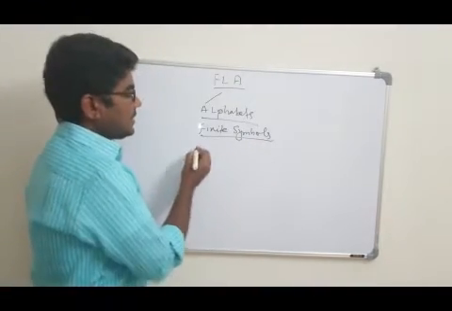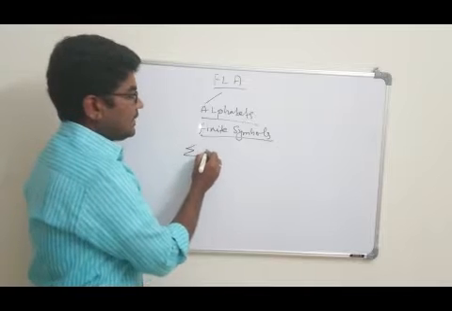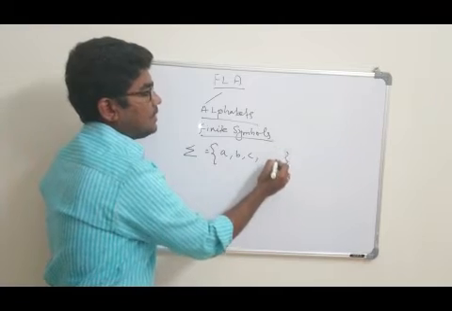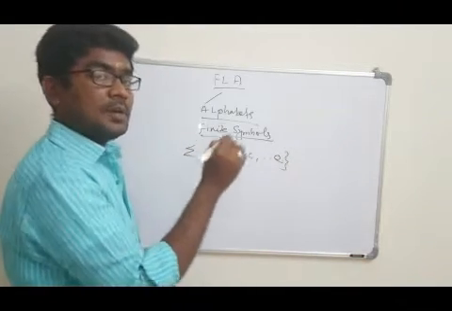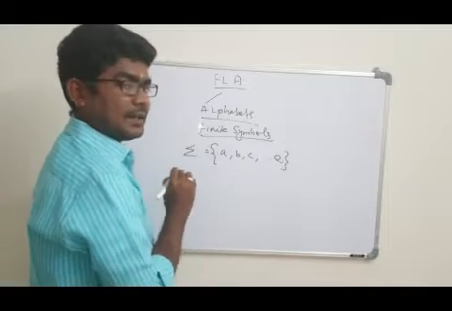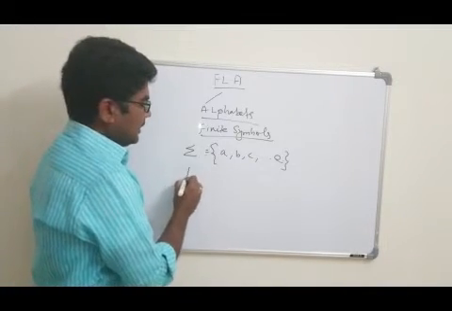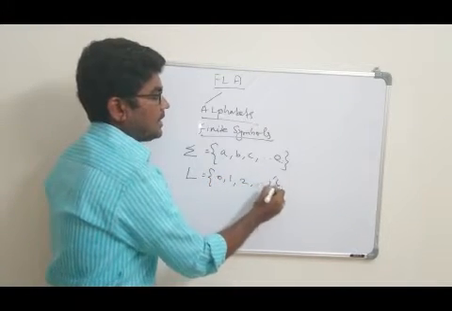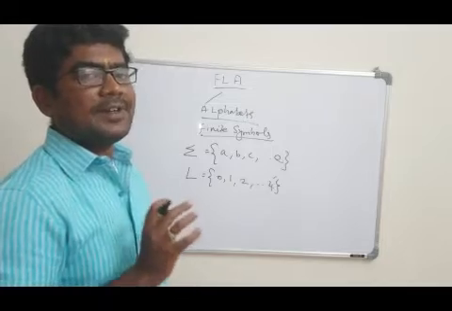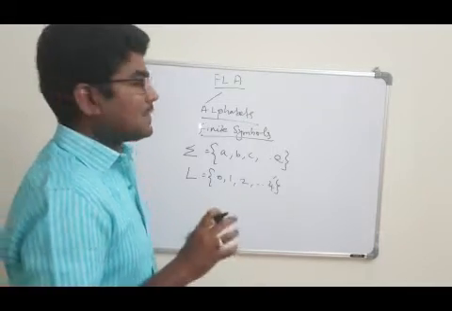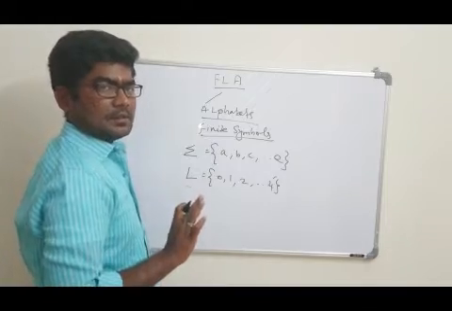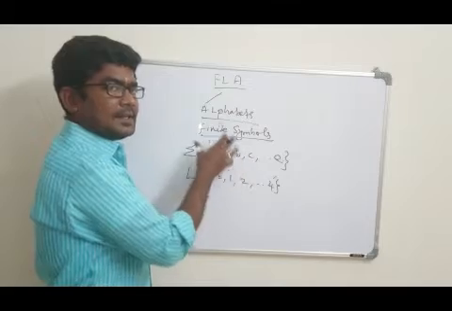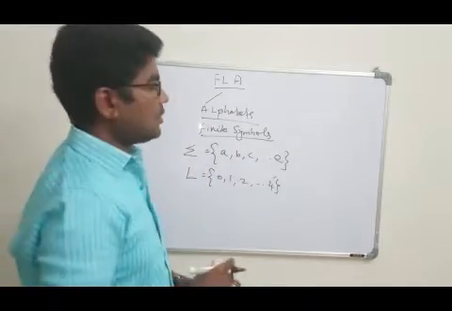Generally we represent an alphabet like sigma equal to {A, B, C, etc.}, ending at E, but it should not go on infinitely, it is finite. Or you can also represent it with any other variable, like L equal to {0, 1, 2, etc.}, ending with 4 or something. It should be a finite number of values inside a set; that is said to be an alphabet here. You need to be very clear on this.